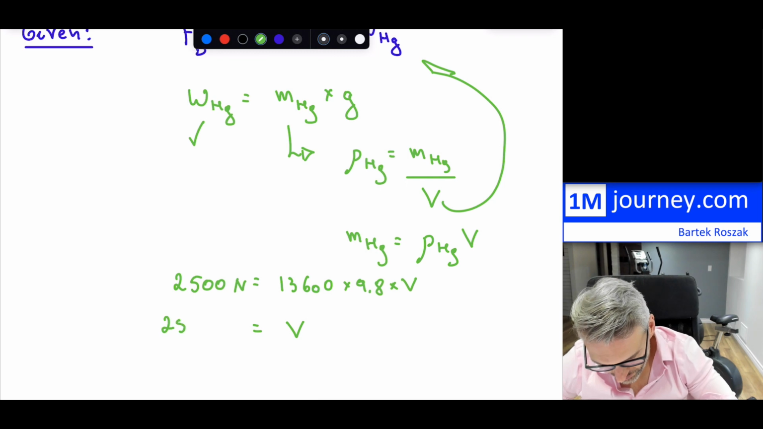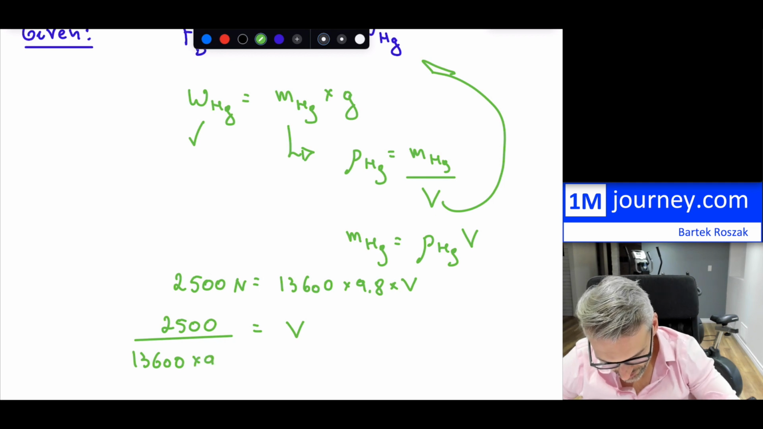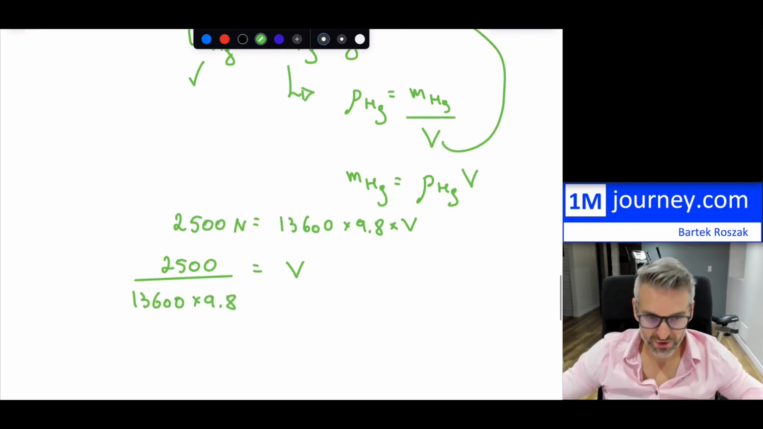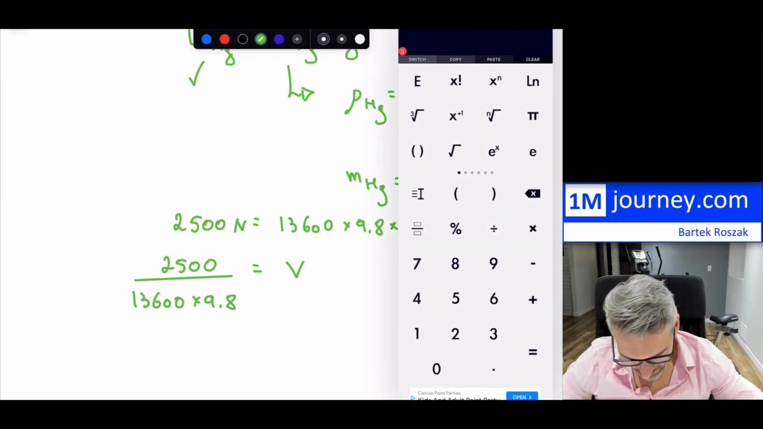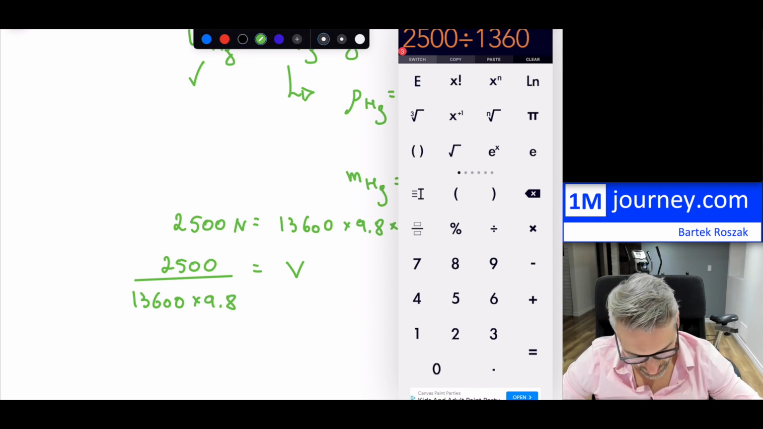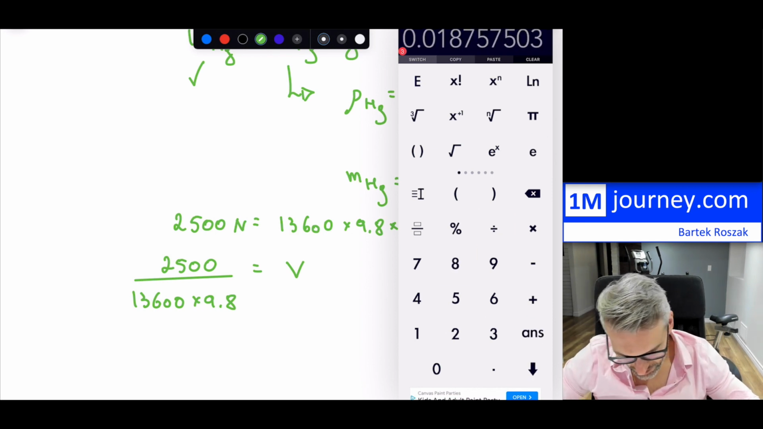So this would have been 2,500 divided by 13,600, times 9.8. So that's what I have right there. So let's see what that would give me. So 2,500 divided by 13,600. So that's the first answer, and then divided by 9.8.